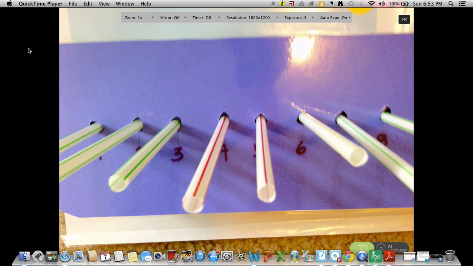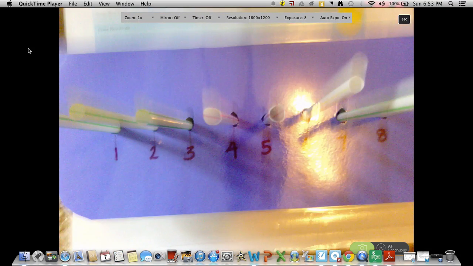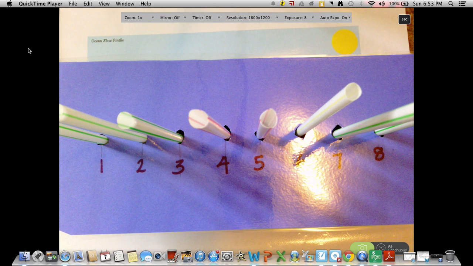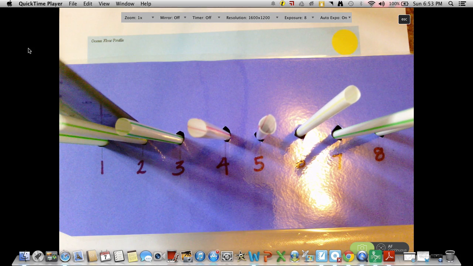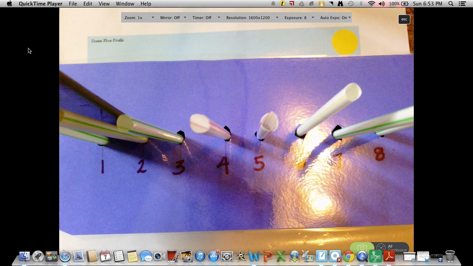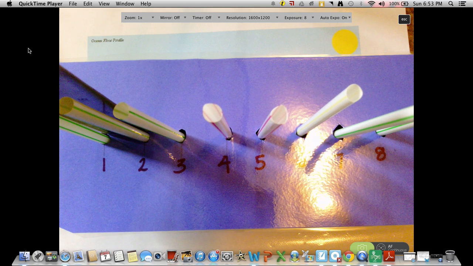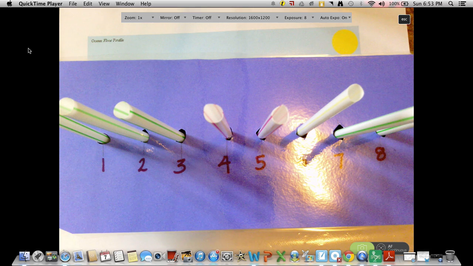Alright, so here we have our straws inside of our clay. And we're going to take the ruler and measure how much of the straw is showing outside of the clay. And then we're going to be able to write our data down for that. So with position 1, taking our ruler and measuring in centimeters, there is 11.5 centimeters of the straw showing for position 1.